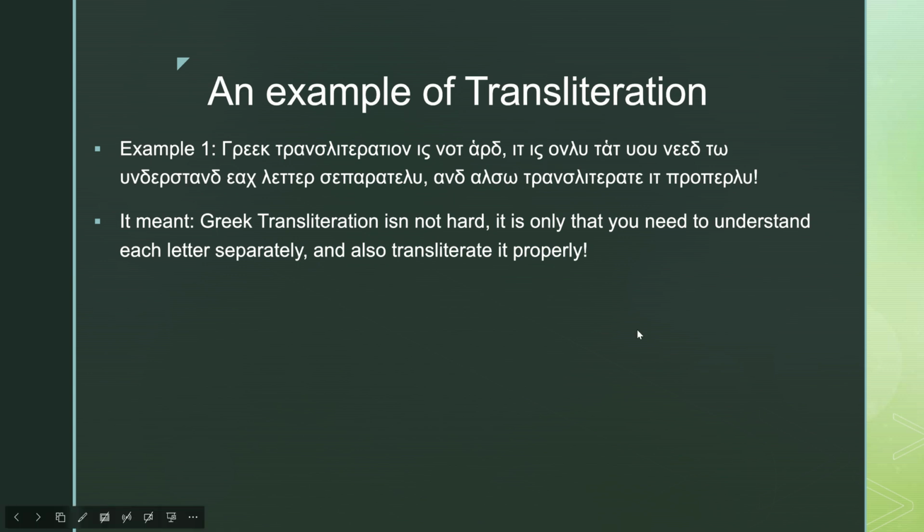Greek transliteration. The Greek transliteration is not hard. It is only that you need to understand each letter separately and also transliterate it properly. What? Did you think it was something else? For example, this mu here, did you actually think it was a V?